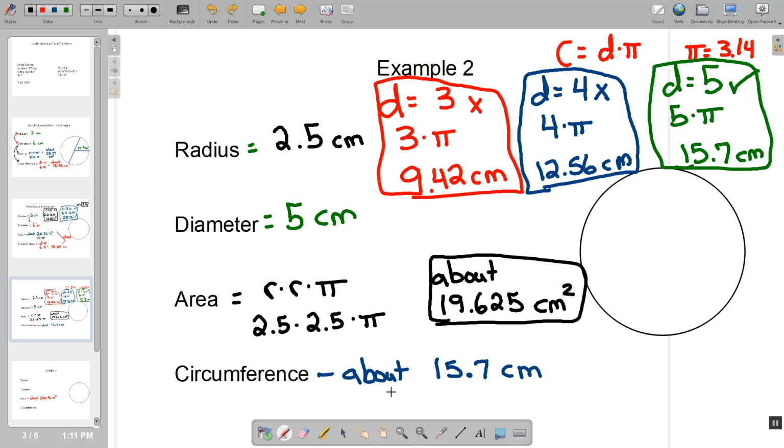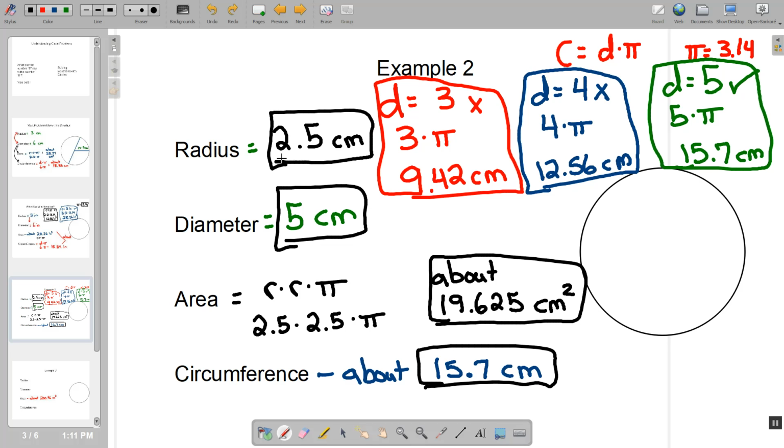So we now have all 4 answers. Once again, we see what we're given. We use guess and check to try to solve the equation. And we use that to solve the rest of the problems.